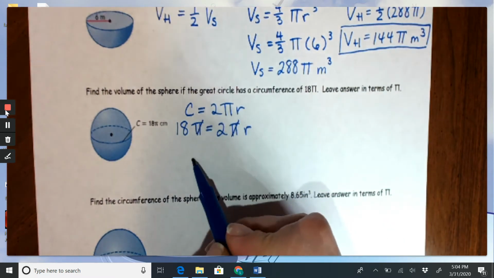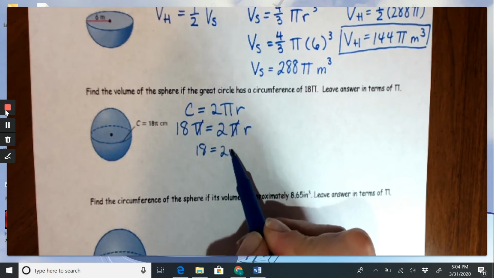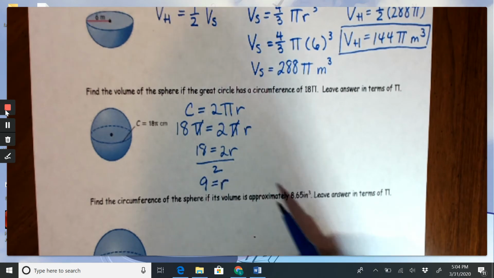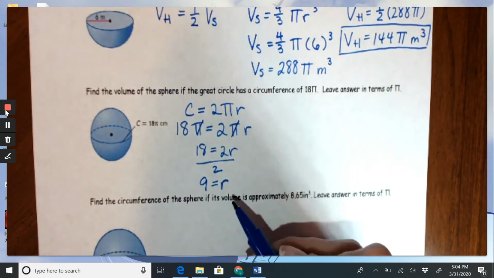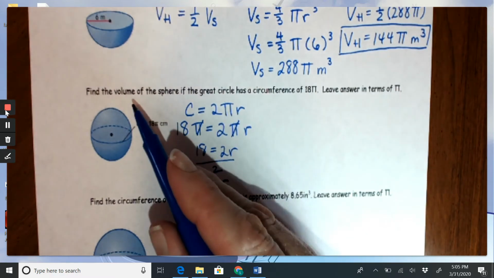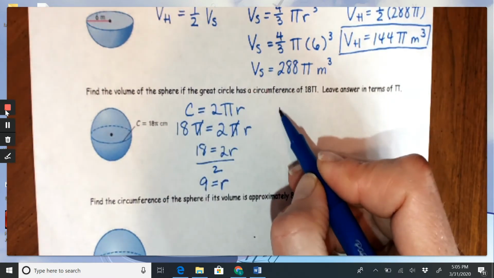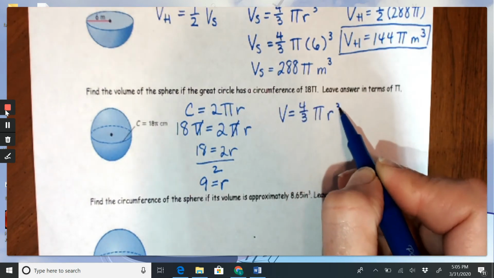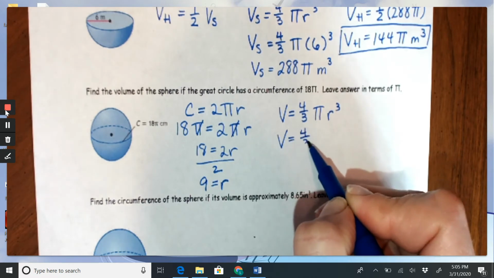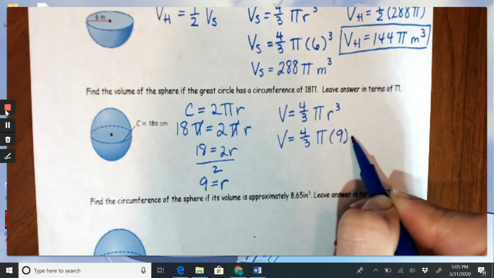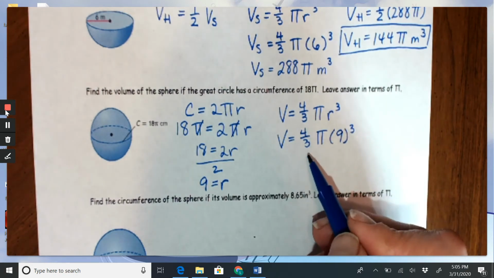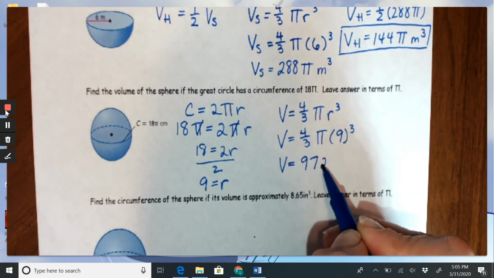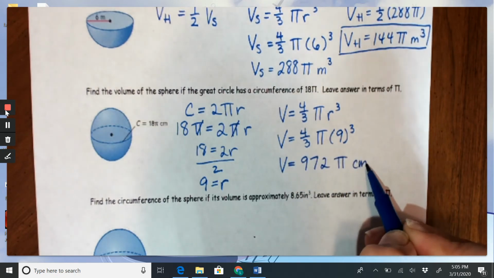Well, our pi's cancel out. We have 18 is equal to 2r. So we divide both sides by 2. So here we get that 9 is our radius. So now I know what the radius of my sphere is. I'm asked to find the volume, so now I'm just going to plug into our volume formula, 4/3 pi r cubed. So the volume is 4/3 pi times 9 cubed. We would plug in 4 divided by 3 times 9 to the third, and we would get 972 pi centimeters cubed.